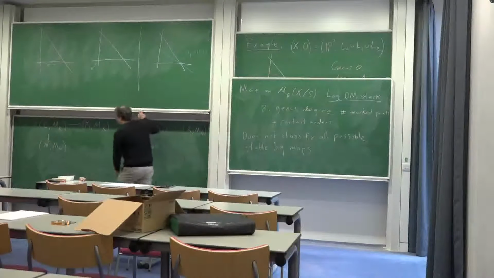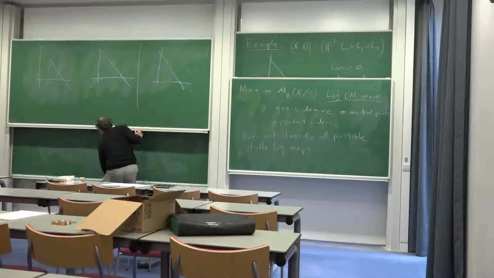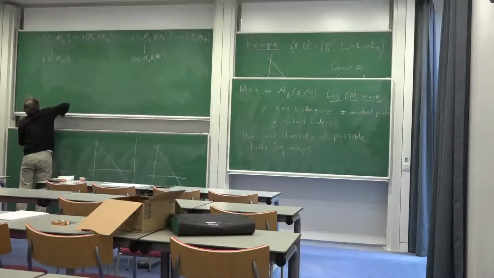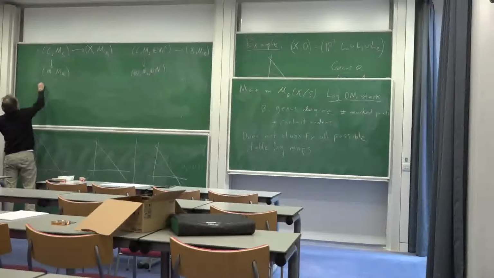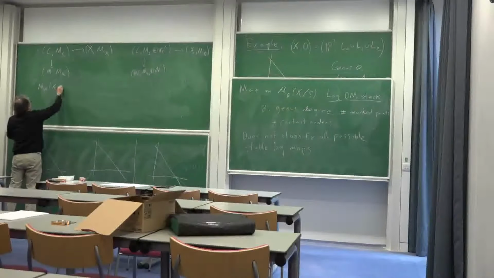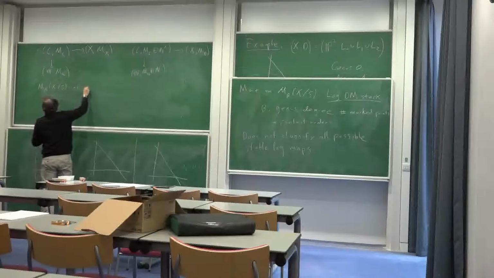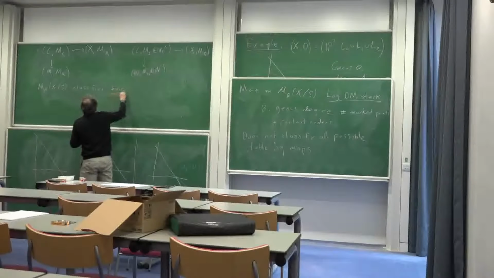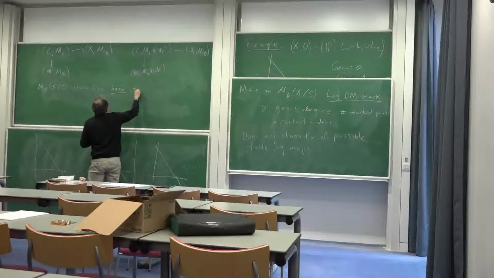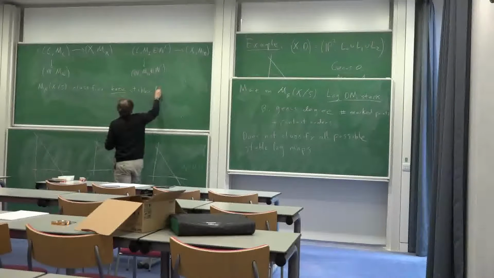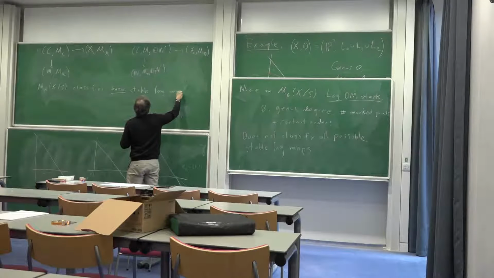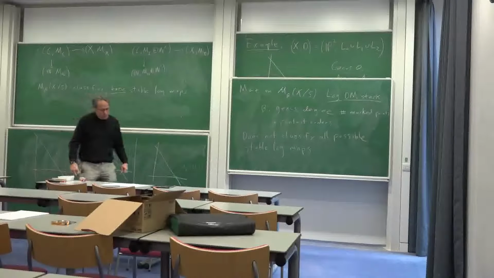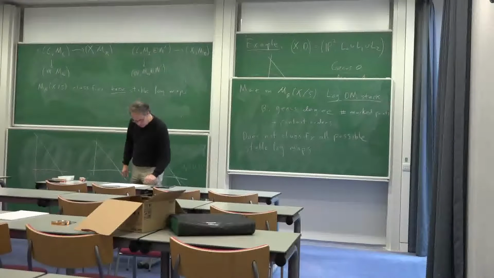So M beta of X over S classifies what we call basic stable log maps, and which Abramovich and Chen call minimal. It's perhaps just a sensible choice of word.